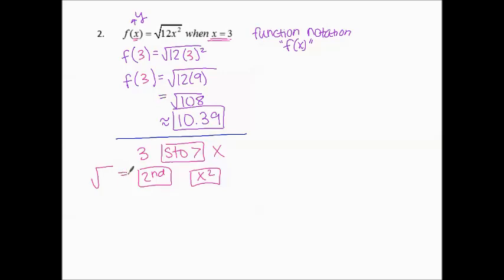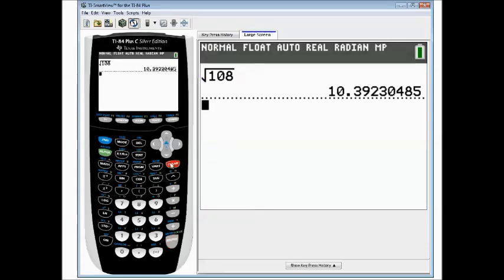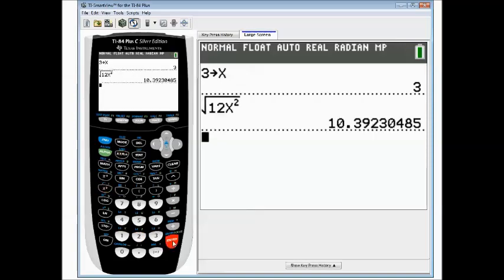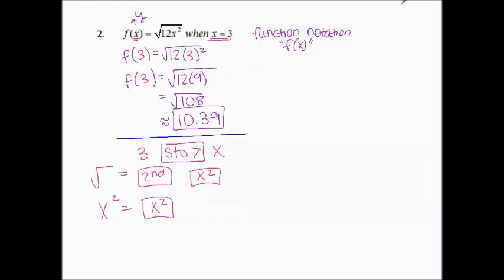Okay, and then to just get the squared, I can use my x squared button. So when I type this in on the calculator, I'm going to clear out what I have. 3 store as x. Second square root of 12x squared. And there's my decimal, 10.39. So f of 3 is approximately equal to 10.39.